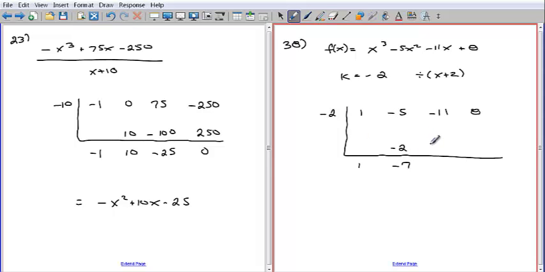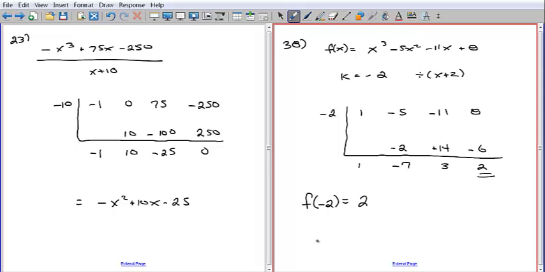Negative 2 times negative 7 is positive 14. Negative 11 plus positive 14 is 3. Negative 2 times 3 is negative 6. 8 plus negative 6 is 2. So that's my remainder. So what they're saying is that f of negative 2 should equal 2.